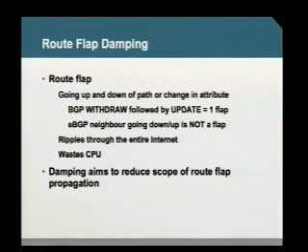First, the theory. Route flap is basically the going up and down of a path, or a change in an attribute. Actually, the change in an attribute is the thing that most people forget. They think, oh, just a withdraw and then announce, that's a flap. But if the attribute changes, that's also counted as a flap. And you get lots and lots of attribute changes, especially since BGP communities arrived, for example. Or when a prefix flaps, you get an AS path change, and that's considered a flap.